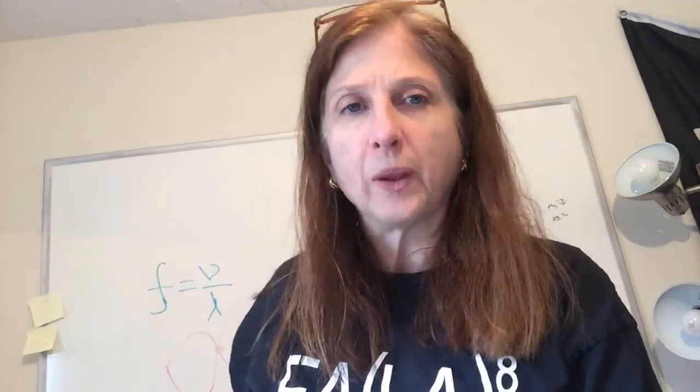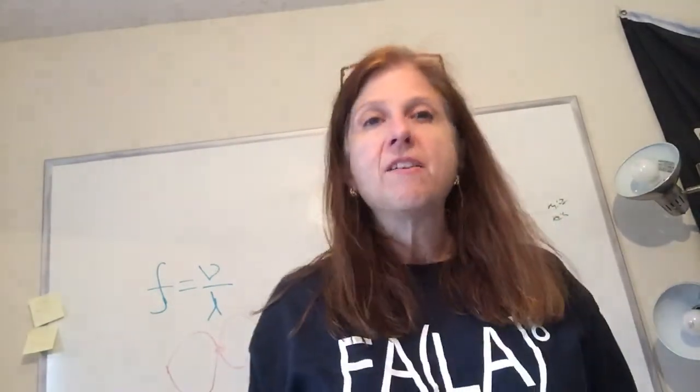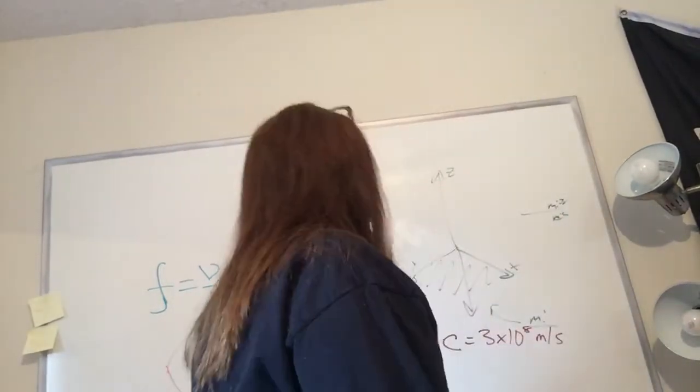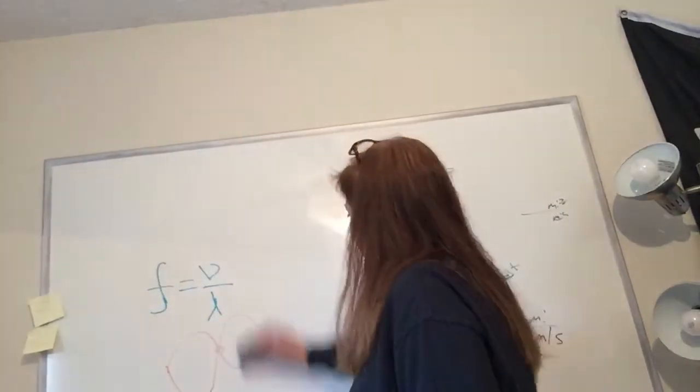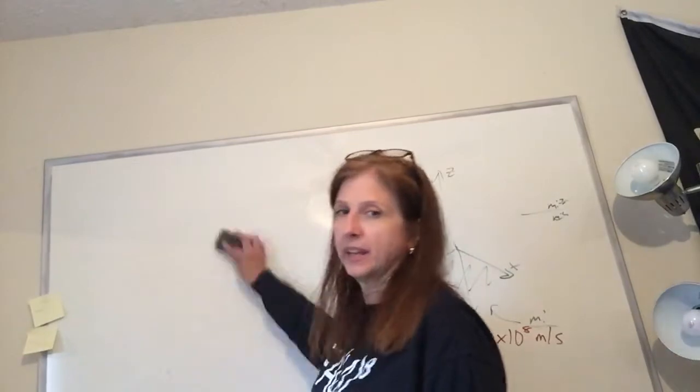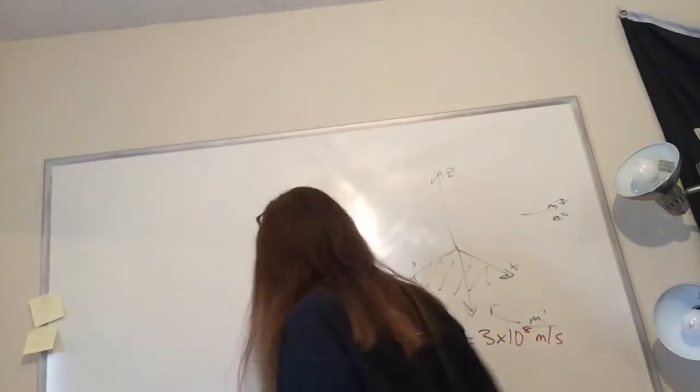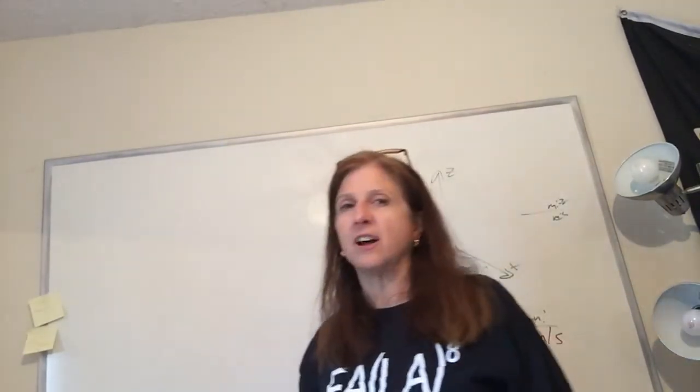So first of all, we have to know about something called valence electrons. The valence electrons are the electrons that are on the outside of the atom. They're on the outside.